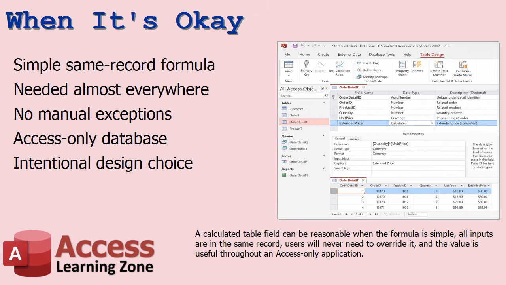But the important part is that you're choosing it for a reason. Not just because the calculated option happens to be sitting there, right? And that data type list is looking tempting, right? My preference would still be to create an extended price field in a query, because it leaves me more options later. But a simple calculated table field, it's not a database crime. It's just a trade-off. And as long as you understand what you're giving up and what kind of trouble you're possibly getting into, you can make an informed decision.